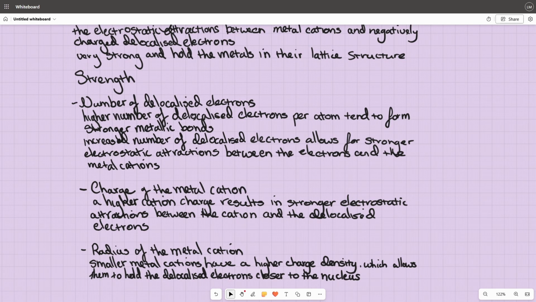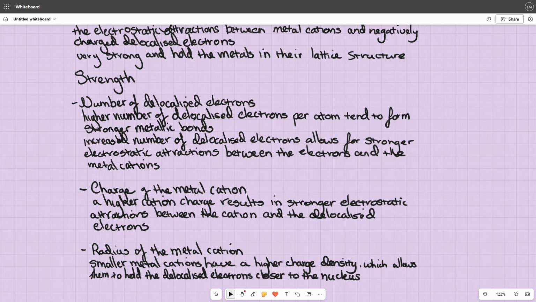Okay, so there are three factors which determine the strength of the metallic bond. The first one is the number of delocalized electrons. A higher number of delocalized electrons per atom tends to form stronger metallic bonds. This is because the increased number of delocalized electrons allows for stronger attraction between the electrons and the metal cations. So this means that more negative can bond with more positive, basically.